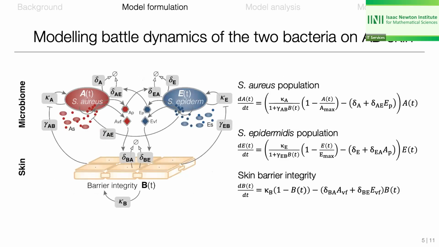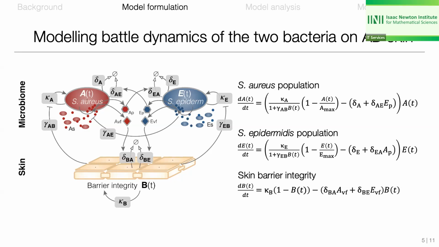So first, in terms of the model formulation, this is our system of 3 ordinary differential equations. We're looking at the interaction between 2 key bacteria on AD skin and their interactions with the skin barrier. There are a couple of key points that went into the development of this model. The first one is that both S. aureus and S. epidermidis have the capacity to produce toxins that directly cause skin barrier damage. But the damaging properties of S. epidermidis is a new area, so not everybody is affected by it.